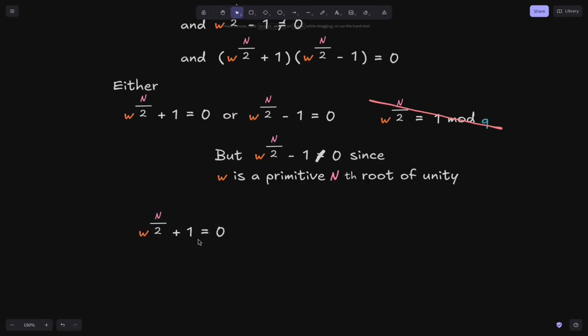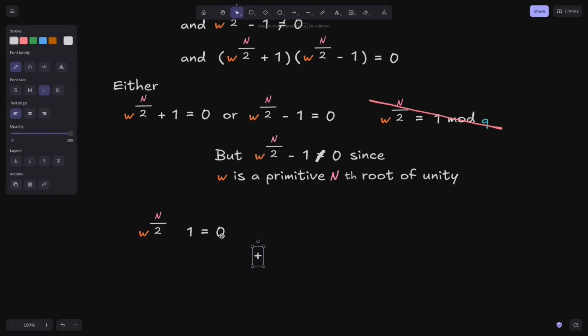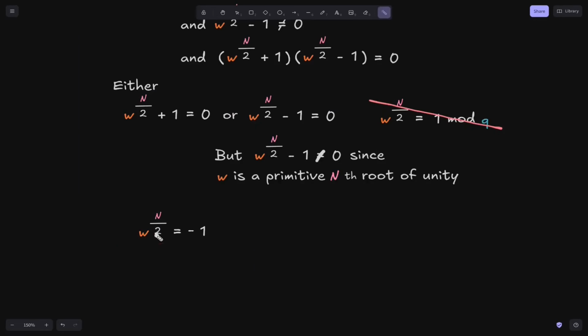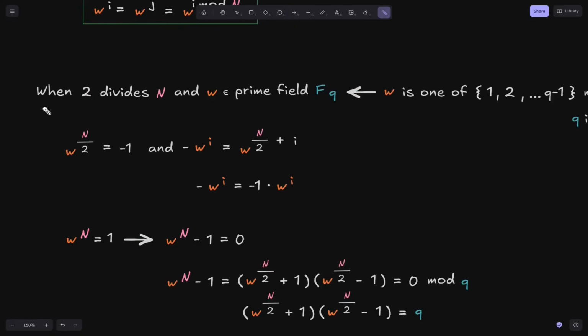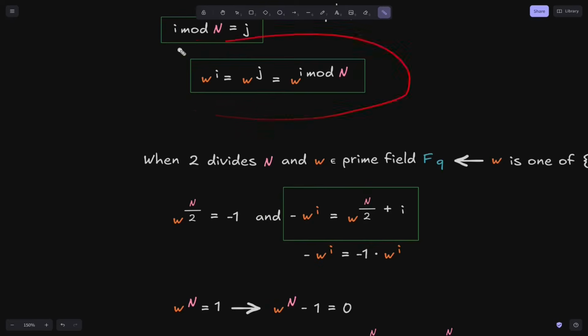Okay, so what does it mean for w raised to the power of n divided by 2 plus 1 to be equal to 0? We can rearrange this to say that w raised to the power of n divided by 2 is equal to minus 1. And that completes the proof for why w raised to the power of n divided by 2 is equal to minus 1 under this condition, when n is a multiple of 2 and when the primitive nth root of unity is inside the prime field F of q. These are two useful equations to remember to understand FFT.